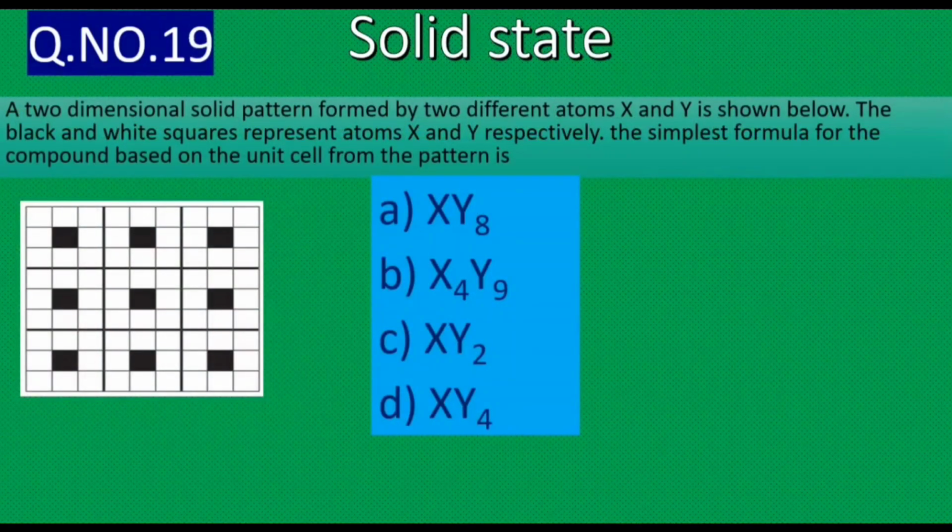Question number 19. The two-dimensional solid pattern formed by two different atoms X and Y is shown below. The black and white squares represent atoms X and Y respectively. The simplest formula for the compound based on the unit cell from the pattern is.